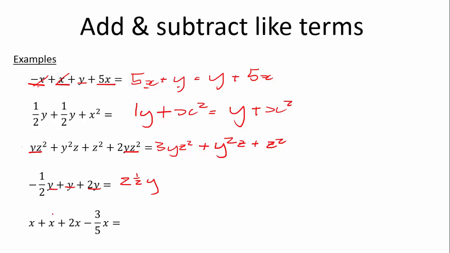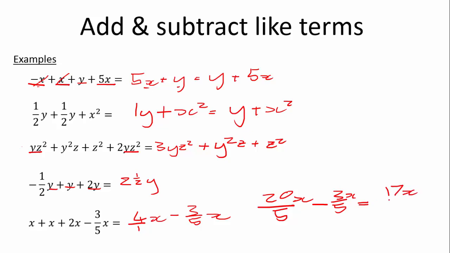What about x plus 2x minus 3 over 5x? Oh, so x plus x is 2x plus another 2x is 4x minus 3 over 5x. Okay, so how do we do this? We've got to create the same common denominator. So let's make 4 over 5. It was over 1, so we times by 5 to get there, so we're going to times by 5 at the top. 4 times 5 is 20. Remember that's all x, minus 3 over 5x. What is 20 minus 3? That is 17x over 5, and that right there is our final answer.